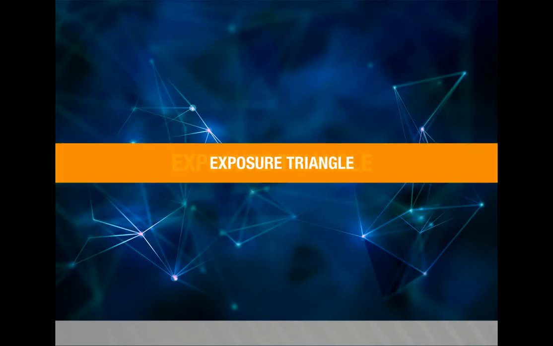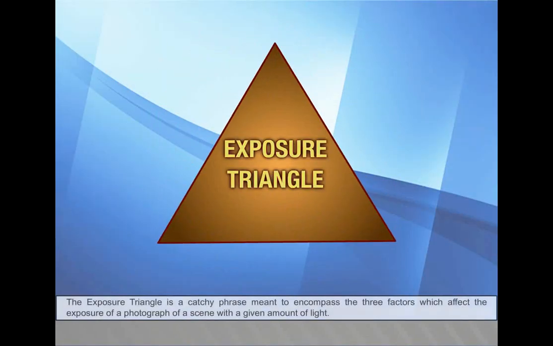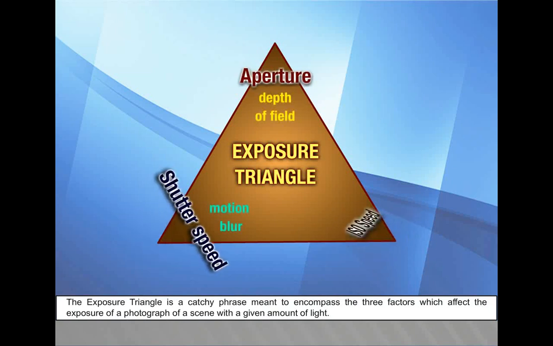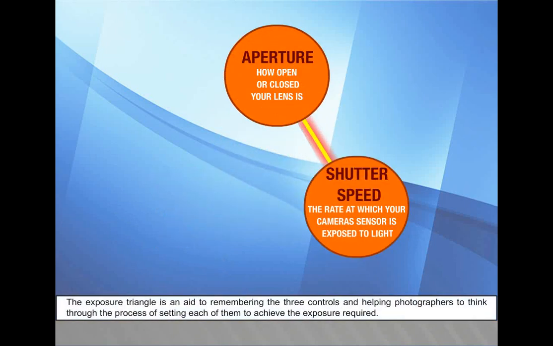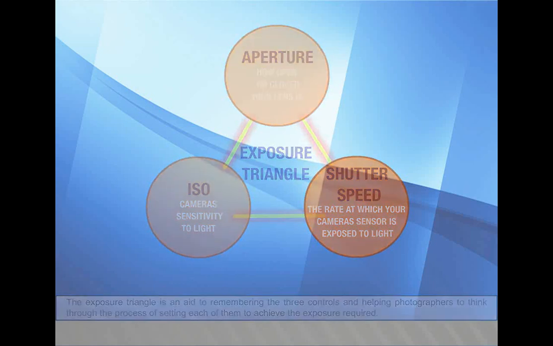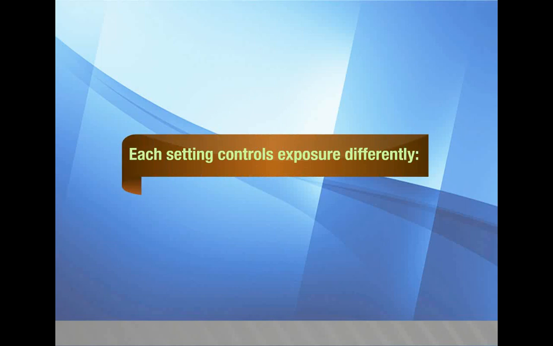Exposure triangle. In this video, we are going to see about exposure triangle. The exposure triangle is a catchy phrase meant to encompass the 3 factors which affect the exposure of a photograph of a scene with a given amount of light. The exposure triangle is an aid to remembering the 3 controls and helping photographers to think through the process of setting each of them to achieve the exposure required. Each setting controls exposure differently.